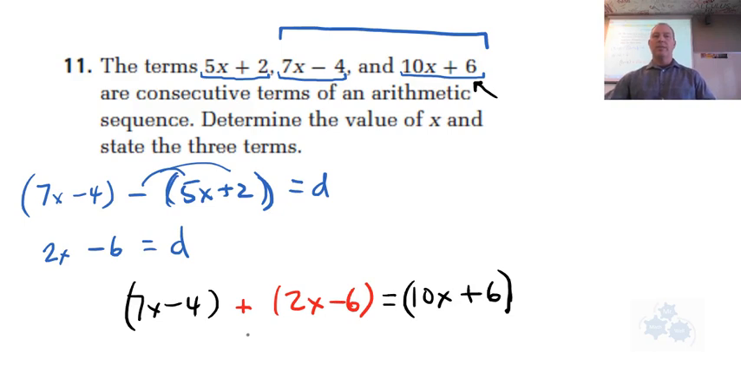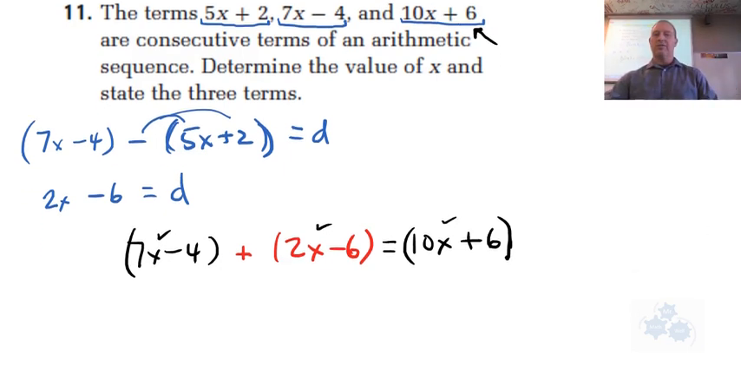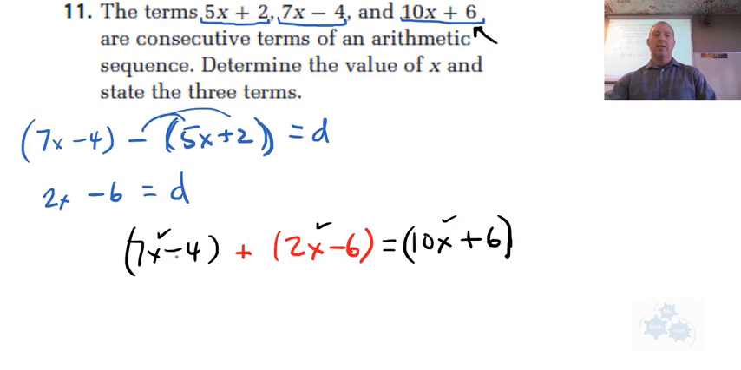Here I've set up an equation that has one unknown in it, just x. This x is going to be the exact same value in all of the expressions, because that's how this works. So let's try to solve for x. 7x plus 2x is 9x. Negative 4 plus negative 6 is minus 10. And we've got 10x here plus 6.